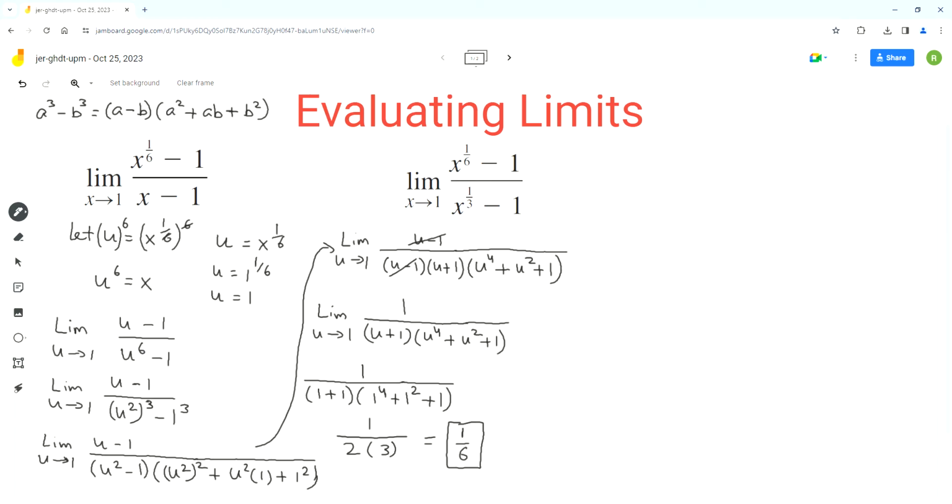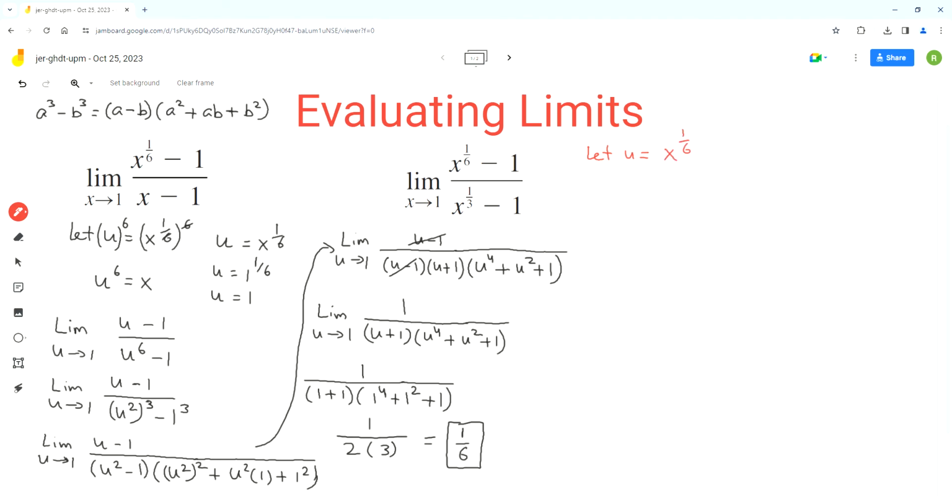Now we can evaluate the second limit. I'll use a different color for that. So for the second limit, again, we cannot use the direct substitution, because if we sub in x as 1, then x to the power 1 over 3 will be equal to 1. So we'll get a 0 in the denominator. And here again use the u substitution. Let u equals x to the power 1 over 6.